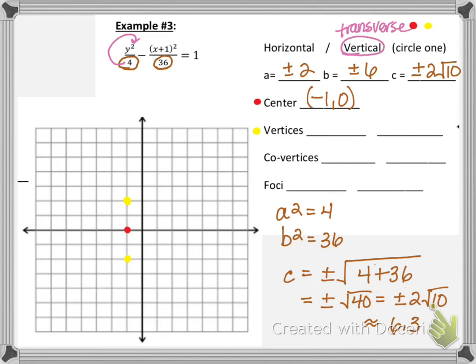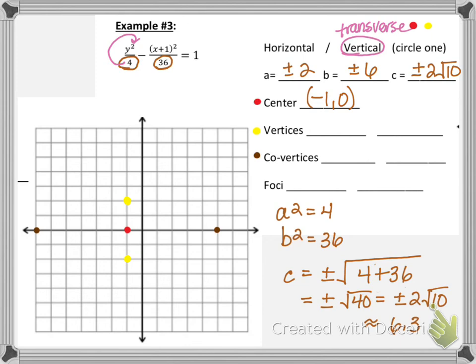Covertices, you do the opposite. We're going to use brown for covertices. Instead of up and down, we're going to go left and right 6. 1, 2, 3, 4, 5, 6. Wow, this is wide. Okay, so there are vertices and covertices.